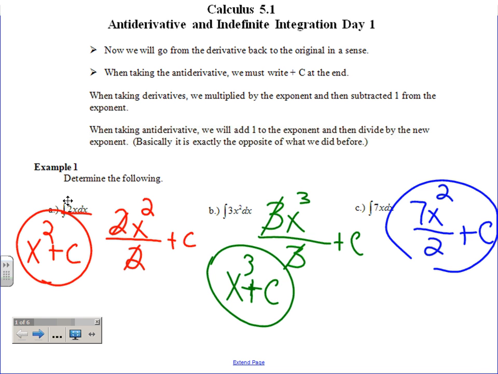And I'm hoping that you see that this really is the complete opposite of what we've been doing, because now if we go back and do these derivatives, we actually come back to where we started. They should undo each other. Or if you integrate and then take the derivative, you should get back to where you started. They should cancel out.